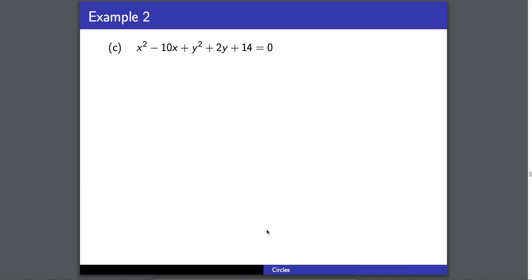All right, part C, we have x² - 10x + y² + 2y + 14 = 0. Step 1, we're going to subtract 14 from both sides. And we're going to find the vertex for x² - 10x, and then find the vertex for x² + 2x. Again, changing the y² + 2y to x² + 2x.